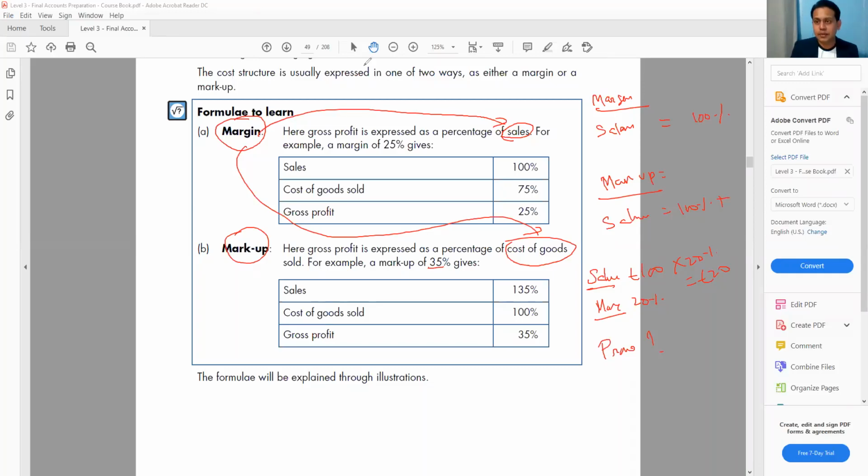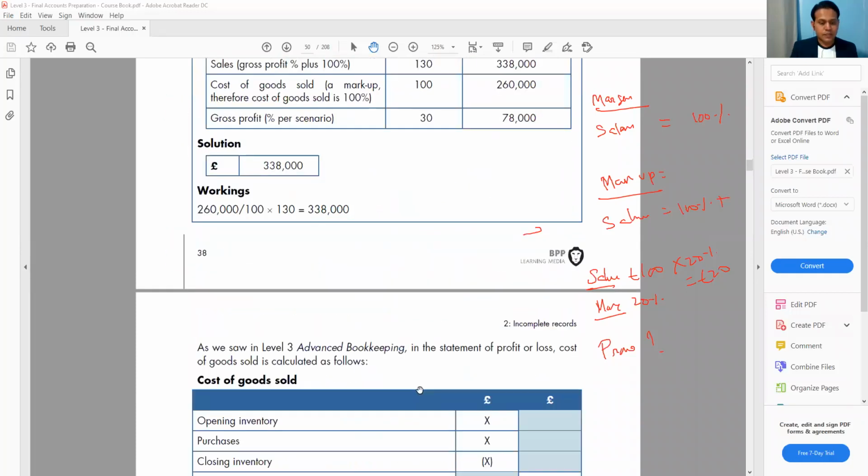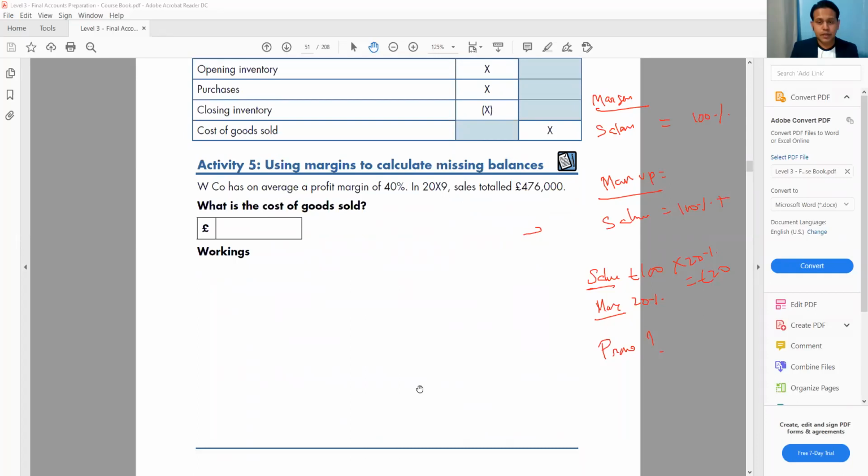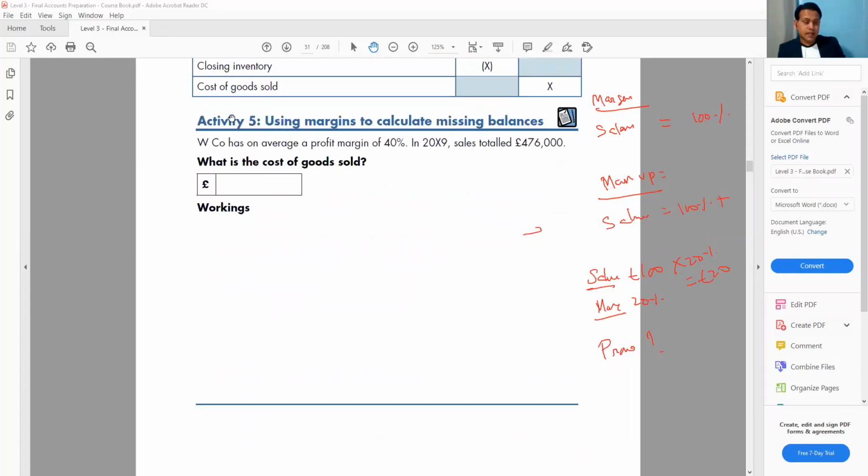Let's have a look at one example, then we might understand how we can change that. So let's move on to our markup and margin. There's a lot of explanation you can read yourself that will help you understand more. Okay, let's try activity 5. It says using margin to calculate the missing balance. WCO has an average profit margin of 40%. So margin is 40% and sales is 476. We already know margin always goes with the sale, so our life is easy. What is the cost of goods sold?